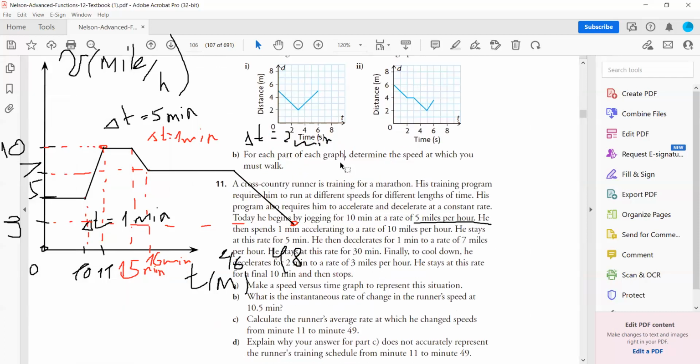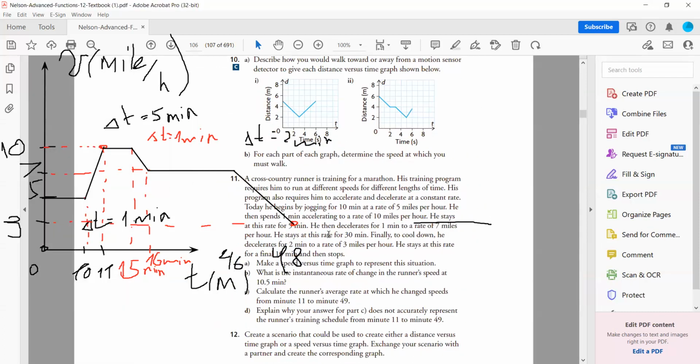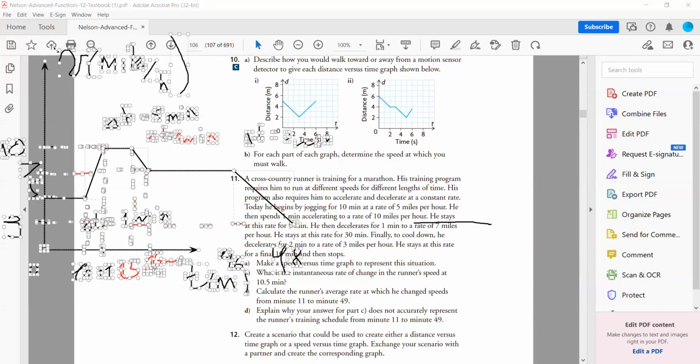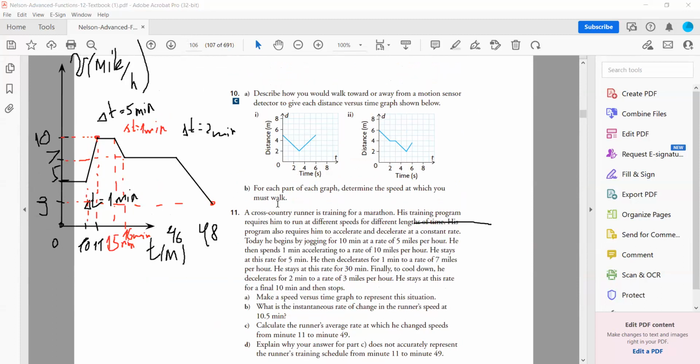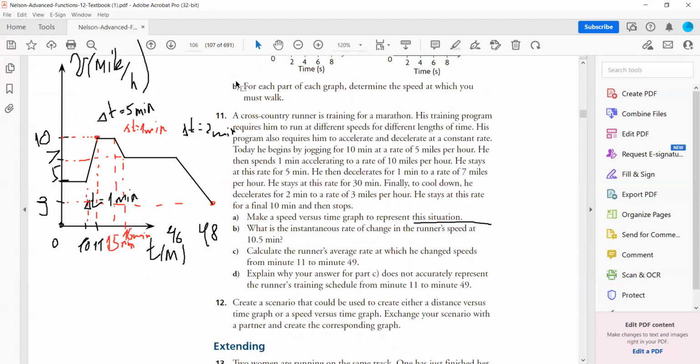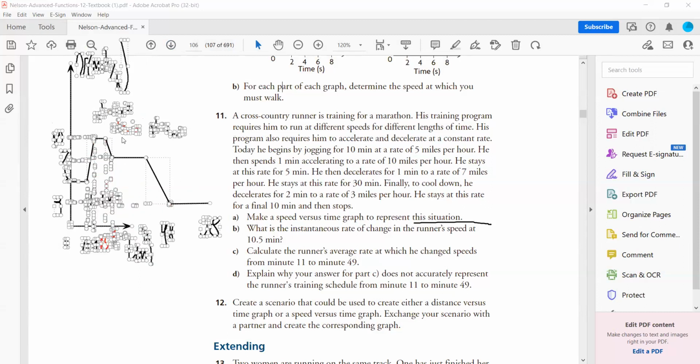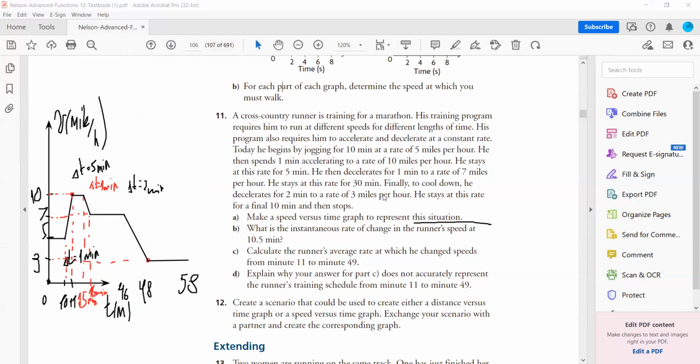I'll zoom out a little bit so we can see the graph more clearly. He stays at this rate for a final 10 minutes and then stops. 10 more minutes, he stays at this rate, so moment of time, 58 minutes. And after that, he finally stops. And let's say he stops instantly.